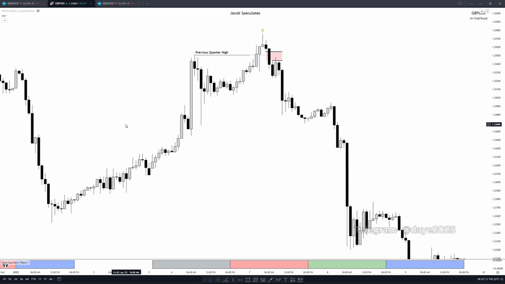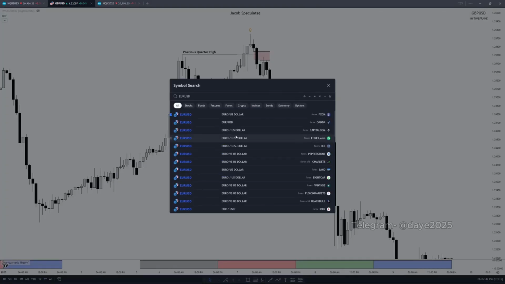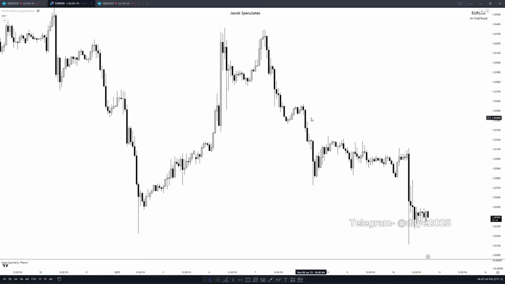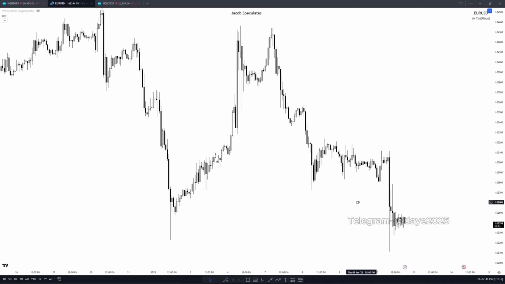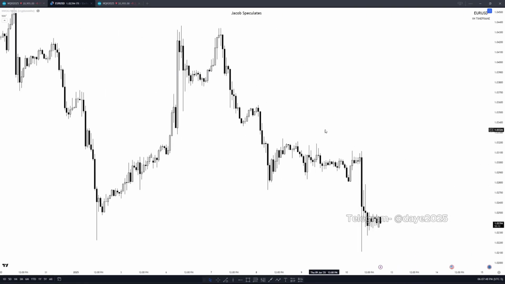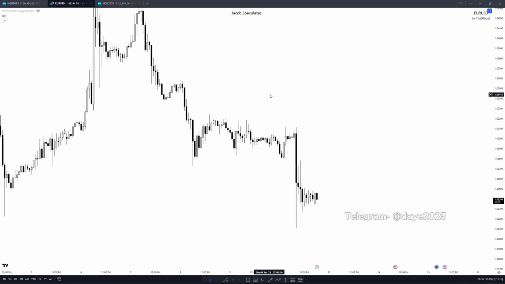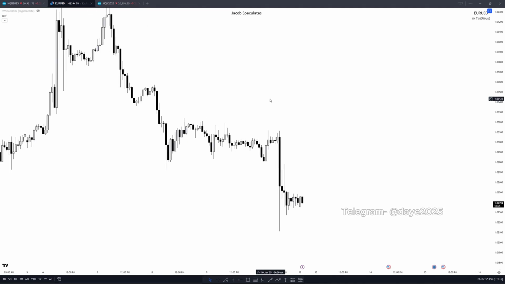Can we have a look at Euro USD? Even for Euro and everything else, since Friday expanded, there's really not much to get a good read on. So we'll wait for Monday to consolidate and then see what Tuesday does, and then we'll be able to get a better read on price.